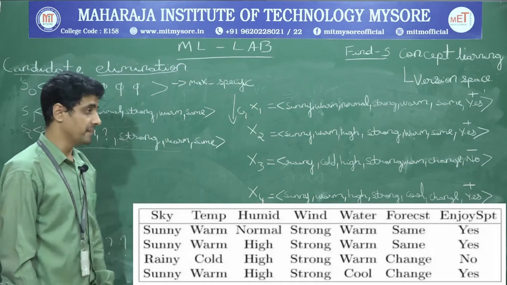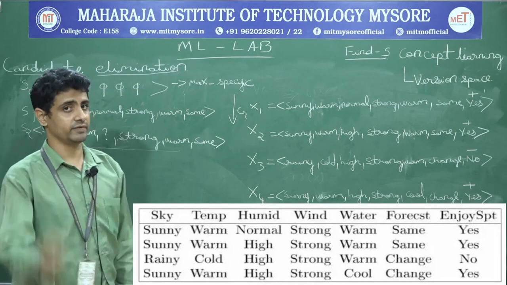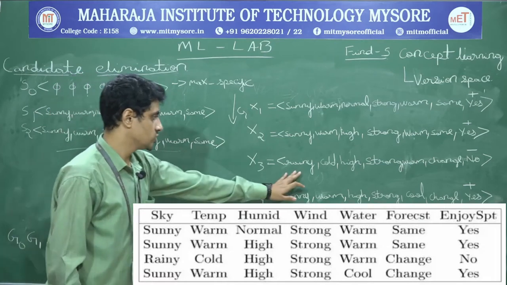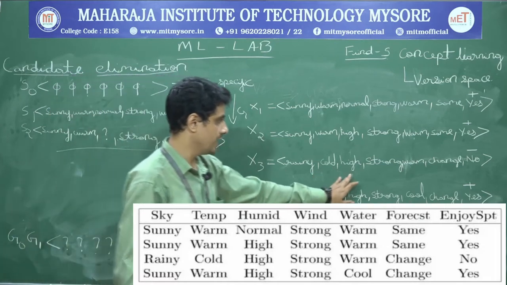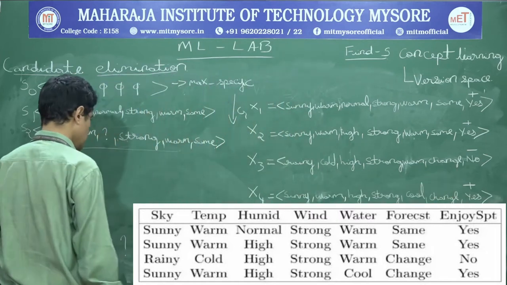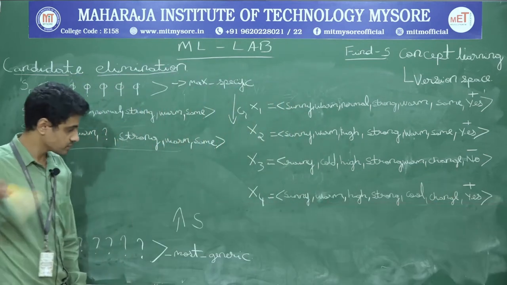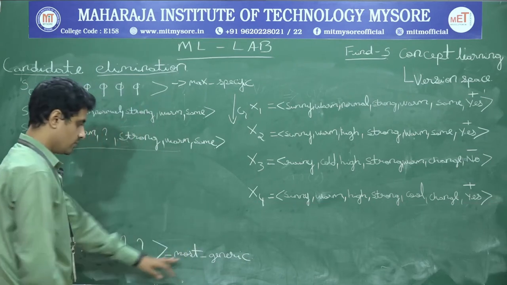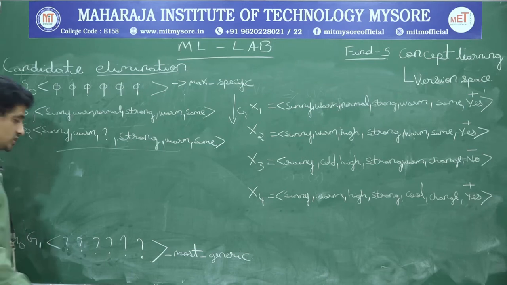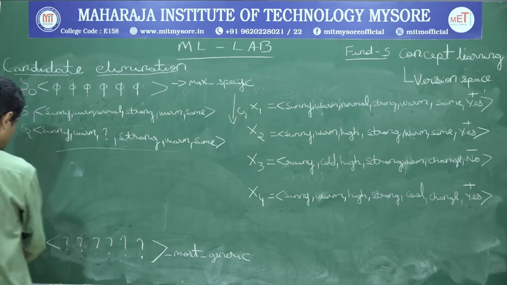Moving on with the next training example, that is the third one, which is a negative one. Now comes the major task of candidate elimination when compared to the Find-S algorithm. So carefully please listen to this. We have rainy, cold, high, strong, warm and change. So now what we will do is go with the most generic boundary.